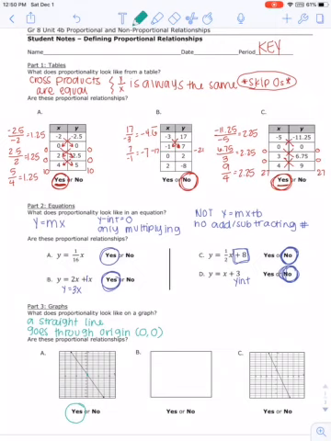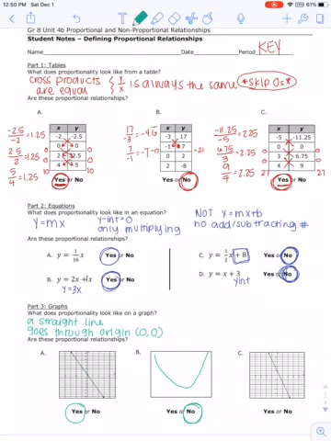For B, my digital copy did not save this image, but it is a parabola or something that looks like that. So it is not a straight line. And if you notice, it goes through the y-intercept at -3. So on both of our rules, a straight line and it goes through the origin, that is false. So it is not proportional.